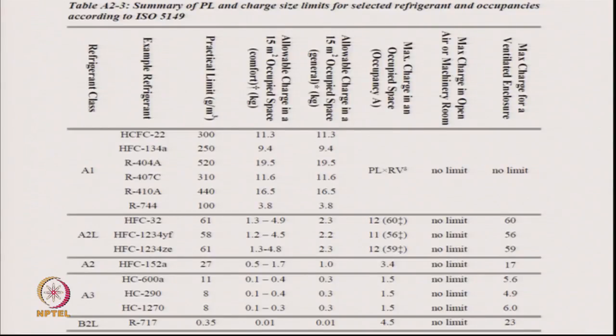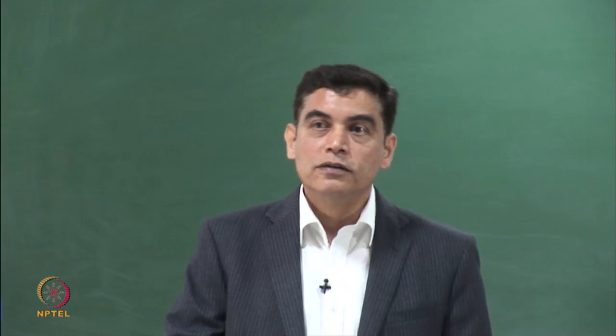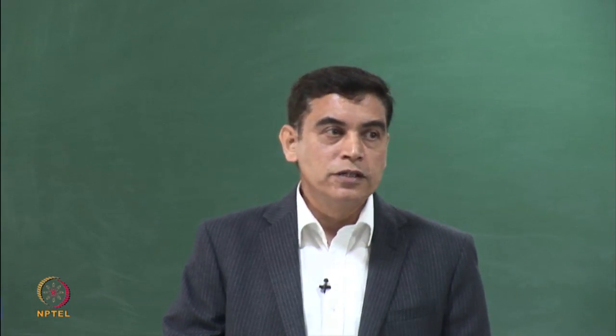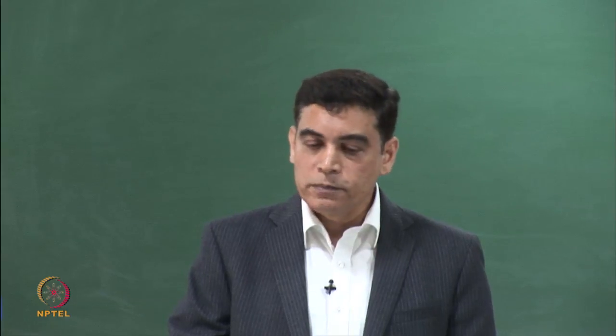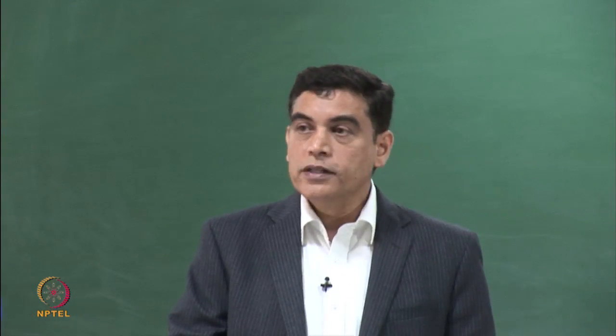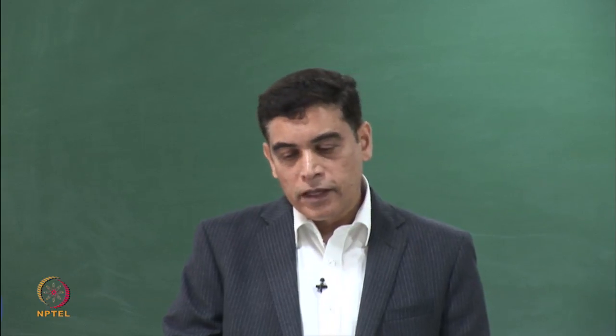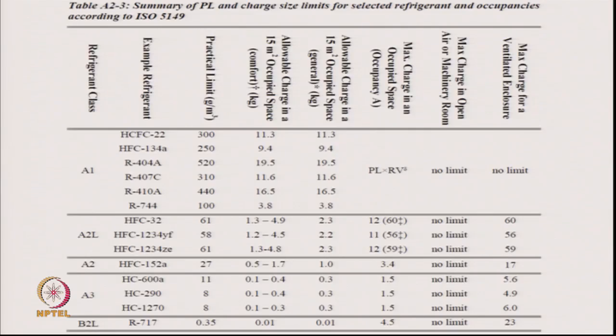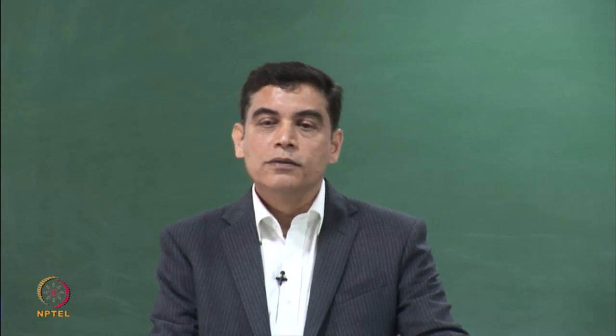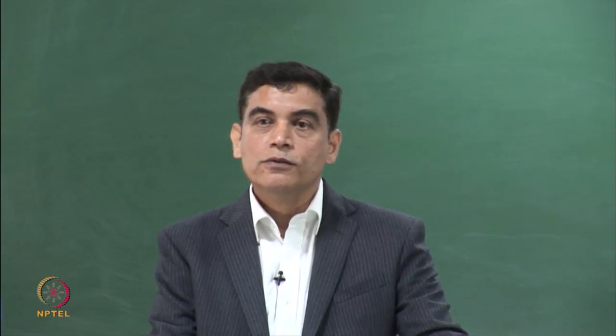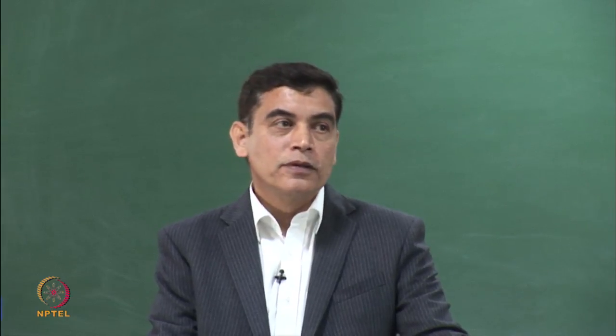And then you can see max charge in open air or machinery room. This becomes important for chillers and for large systems where there is a separate room where the equipment is installed. It could be package air conditioners, it could be chillers, or typically referred to as a plant room. So there is no limit. When you have A1, there is no limit on that quantity. And then max charge for a ventilated enclosure. Now these differentiations are there because there is a need to use flammable refrigerants. If we were talking about this whole thing 10 years earlier, we would not be looking at it in such detail because the pressure for responsible use of refrigerant wasn't there so much.